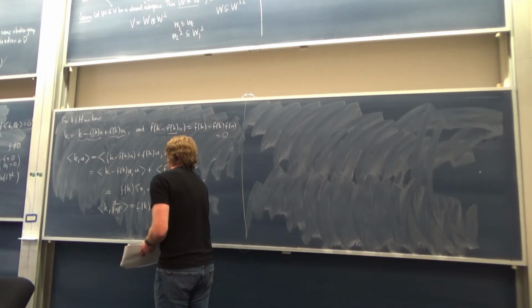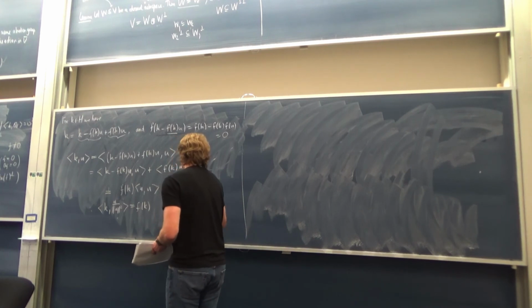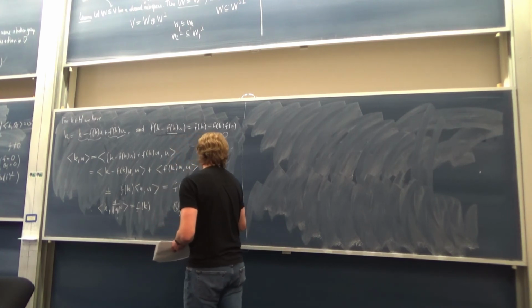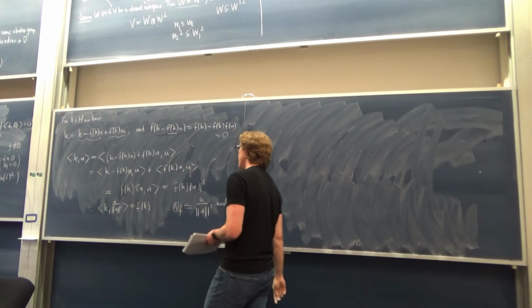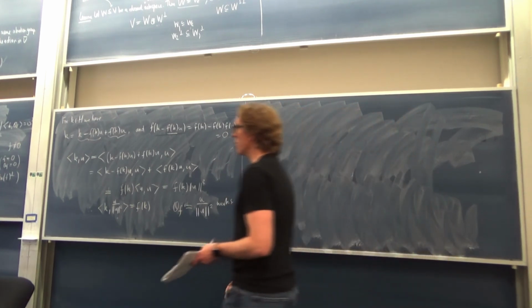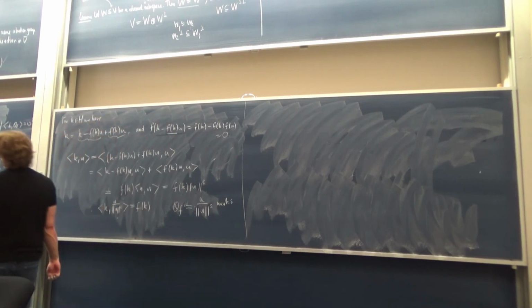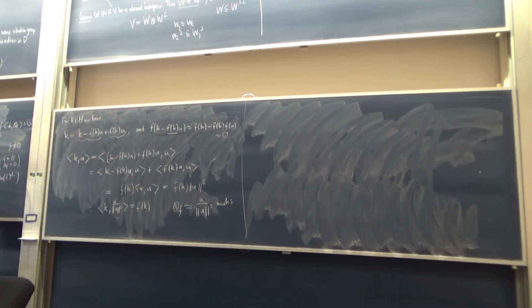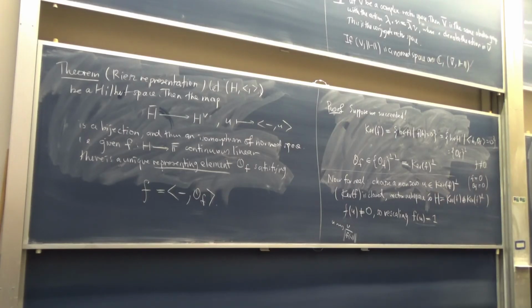Okay, so that means that taking theta f to be u over the norm of u squared works. That is, it's a representing element. So that was sort of easier than you might have thought. We took the first thing that could possibly work, given this argument, namely a non-zero vector in the orthogonal, and we just had to mess around with its length, and it works. And it's unique, so it didn't matter which u we started with.